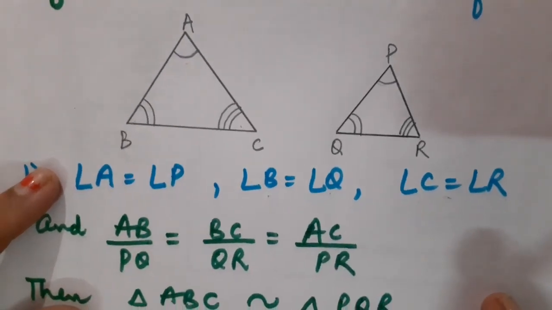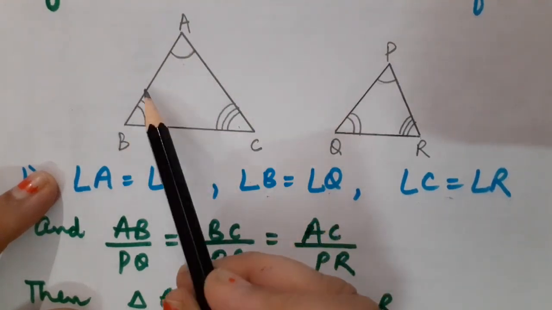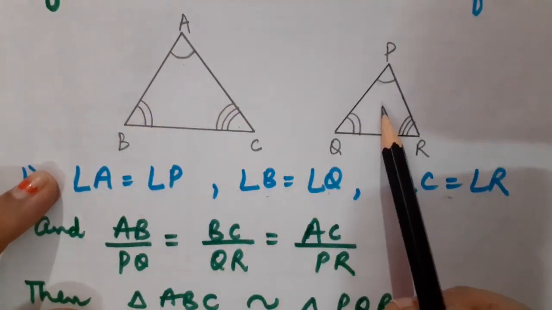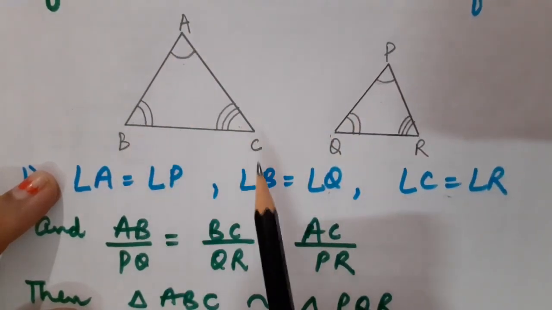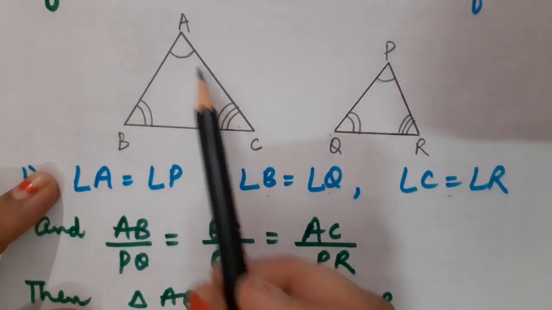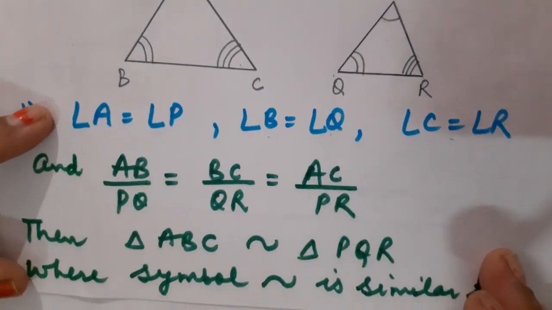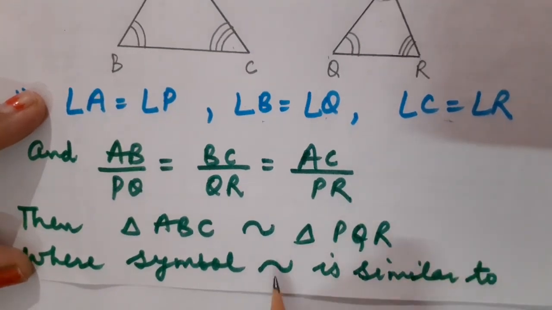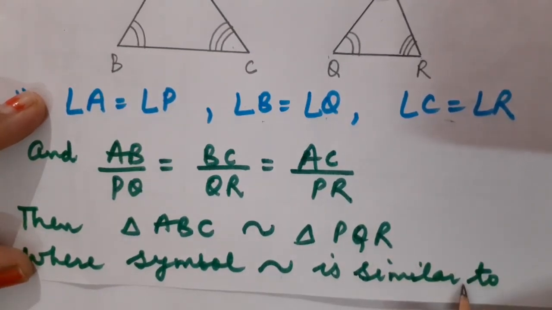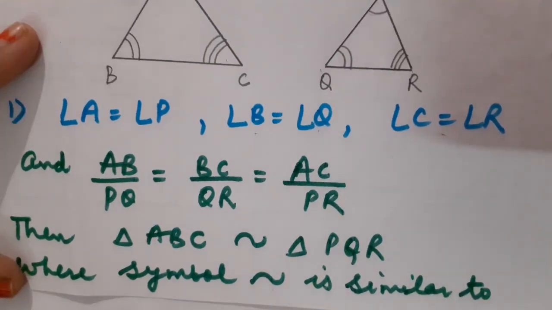Let us talk about condition number 2. If the ratio of their corresponding sides is equal, meaning AB upon PQ is equal to BC upon QR is equal to AC upon PR, then also we can say that triangle ABC is similar to triangle PQR, where this is the symbol of similar to. Got it, children? Then let us talk about the converse of similar triangles.